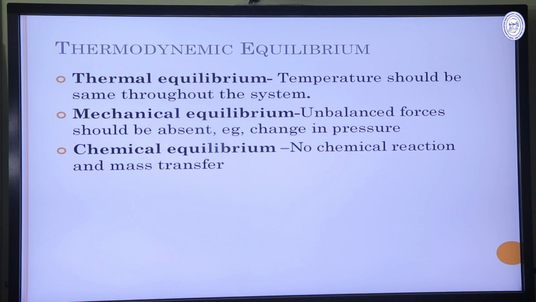If the system is attaining a mechanical equilibrium, there has to be no unbalanced force. This unbalanced force should be totally absent. That means there should be no change in pressure. And if we are coming into the chemical equilibrium, it actually seems that no chemical reaction or mass transfer is taking place, but it is actually a kind of dynamic chemical equilibrium where the rate of forward reaction and the rate of backward reaction remain the same, and that is why it seems that there is no chemical reaction and mass transfer.